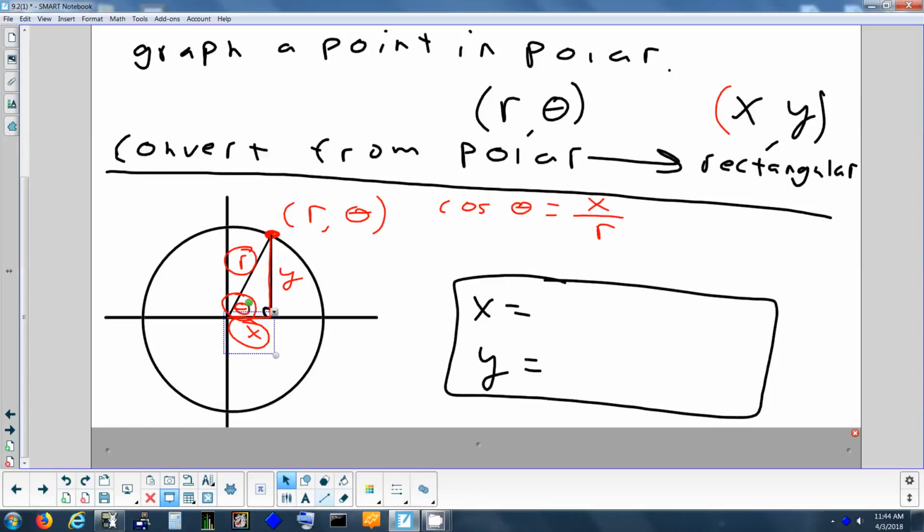Okay, now the goal here is to get x by itself. So Hannah, how would I move the r to the other side? Not sure? Well, think about, we got r in the bottom, right? We've divided by r. So how do you undo dividing by r? Multiply. By? Cosine. Oh no, by r. By r. And there's your formula for how to get x. It's r cosine theta.